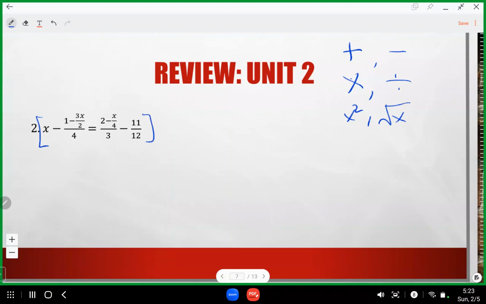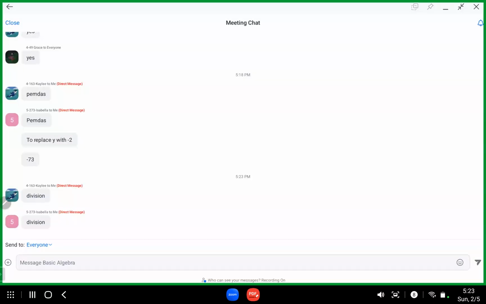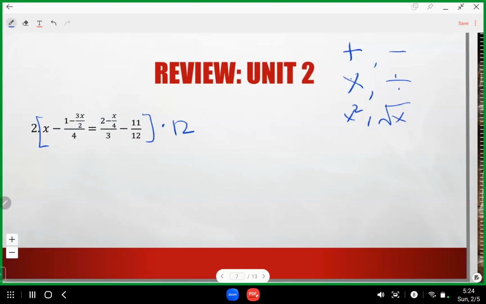So now let's just try to solve this problem. Let me give you a hint. First of all, you want to multiply everything by 12 to get rid of the denominators, right? I'll just give you a moment to solve these problems. Multiply everything by 12 first, that's your hint. And you can solve it pretty easily after that.